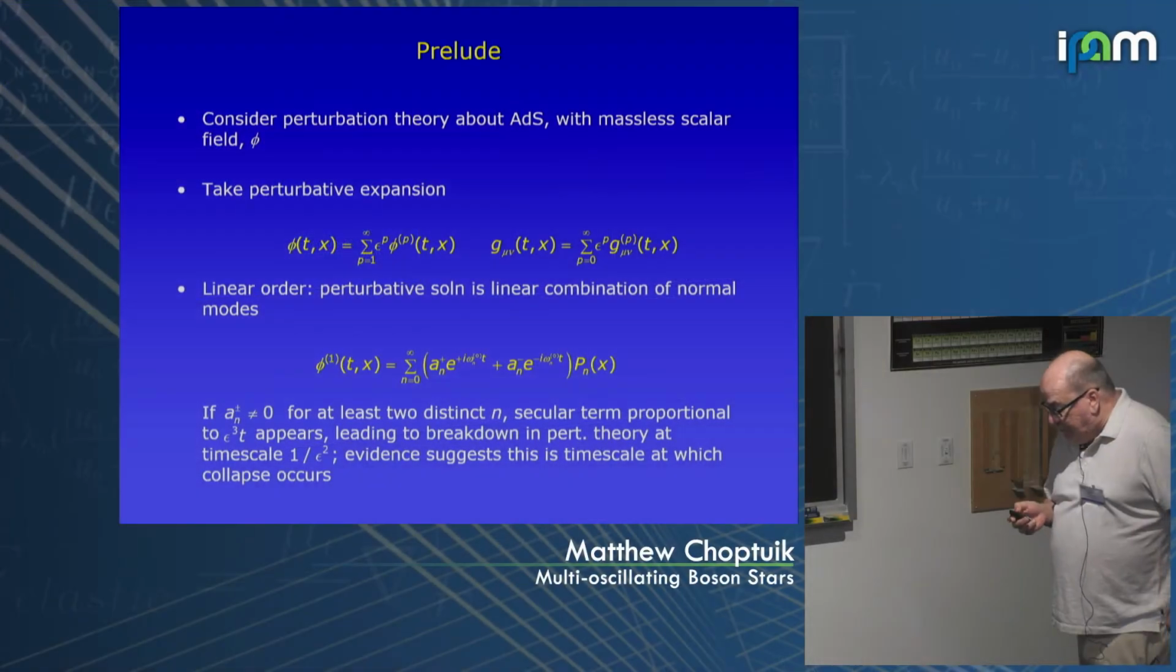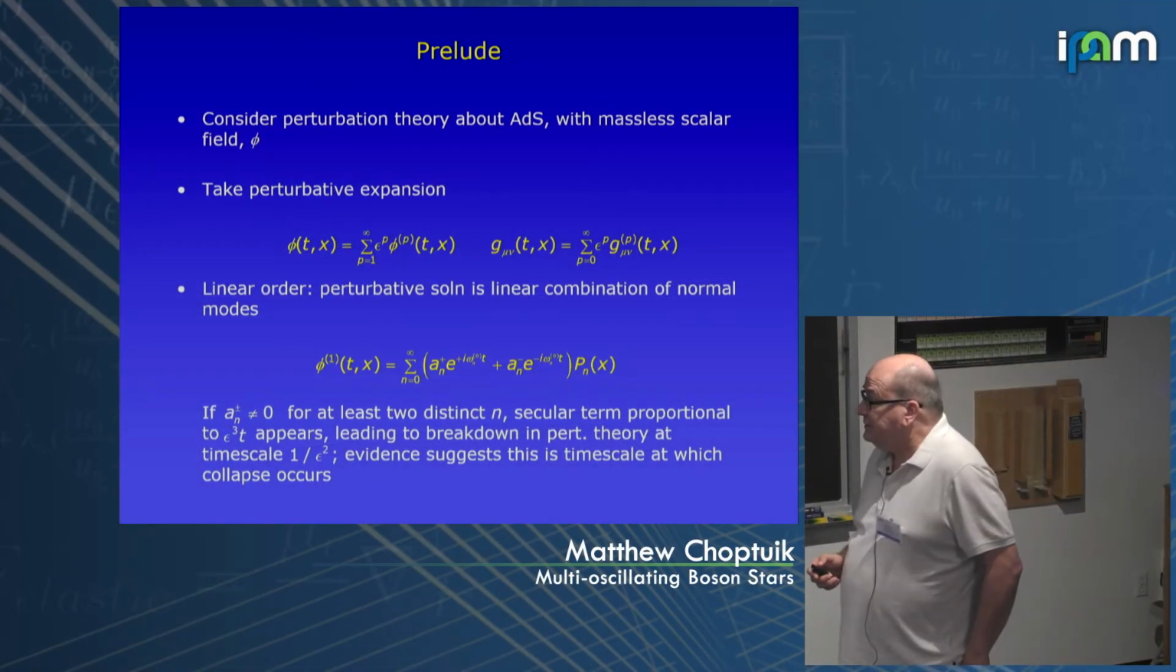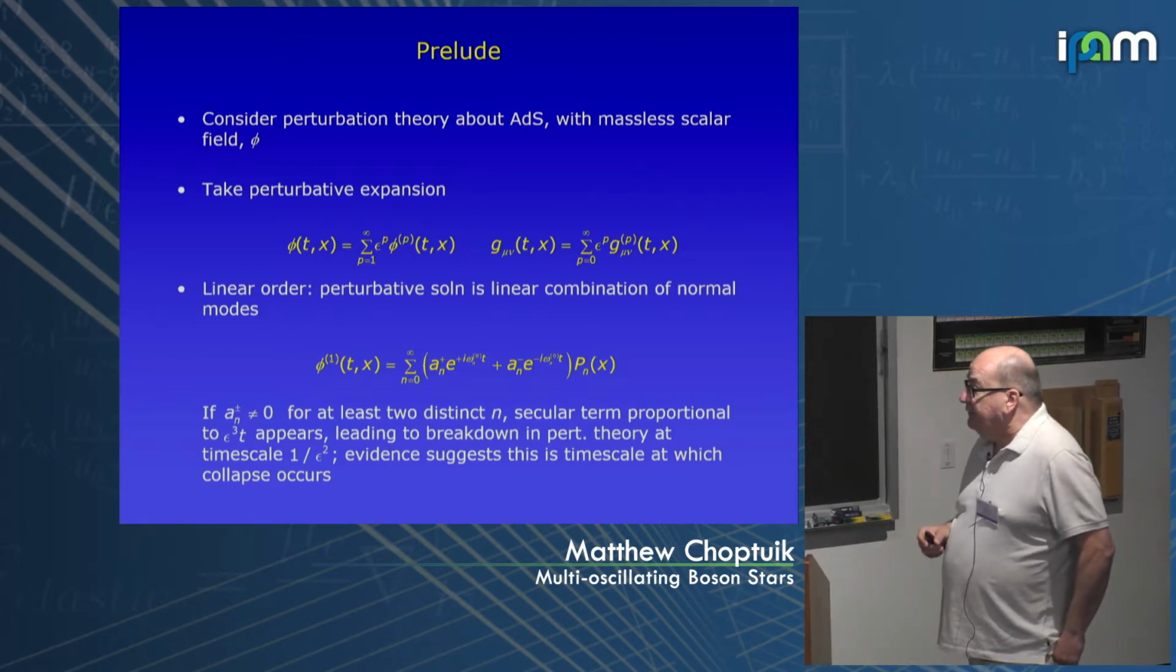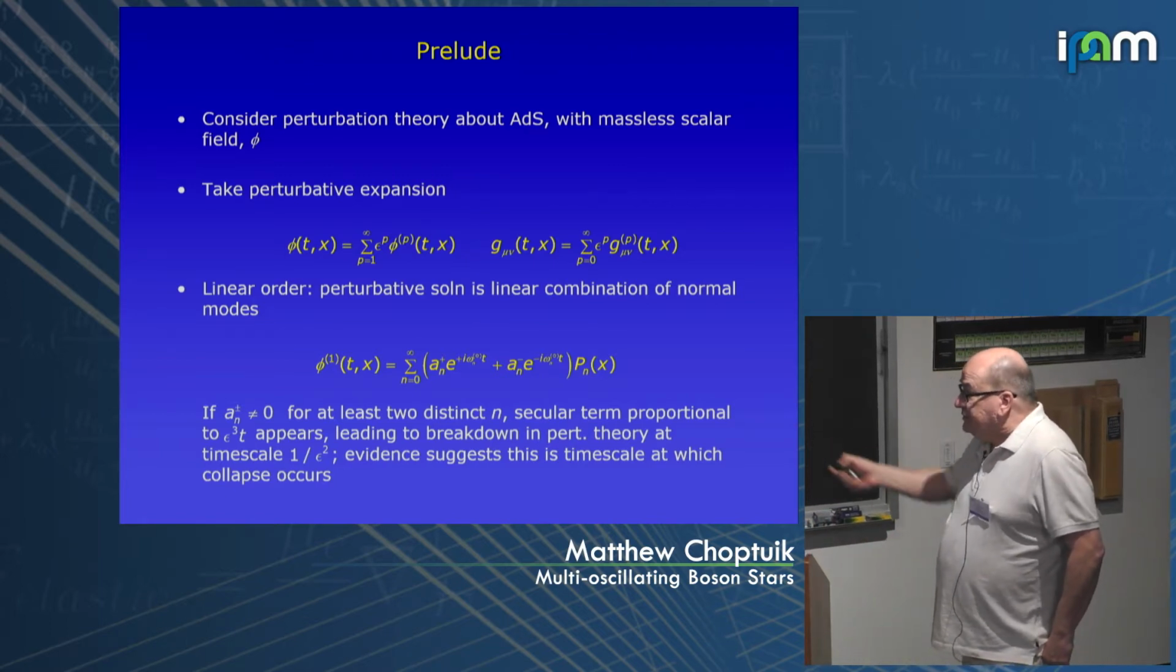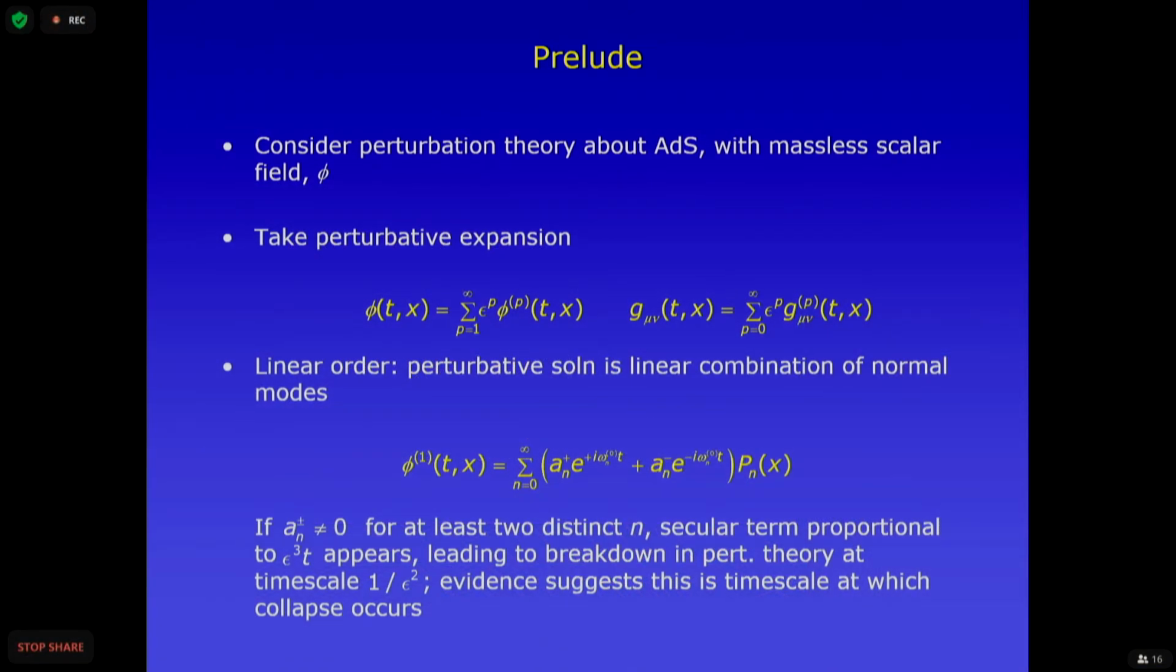Okay, so as a bit of a prelude, first let's consider perturbation theory about AdS with a massless scalar field phi. So let's adopt the perturbative expansion where phi is expanded in terms of an expansion parameter epsilon, with p running from 1 to n here. And the metric is expanded similarly, but p starts from 0 here. So I've got the pure AdS for p equal to 0.